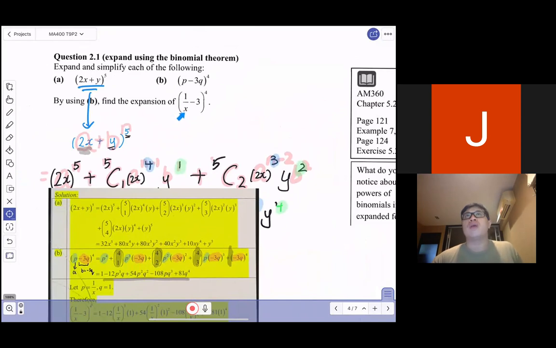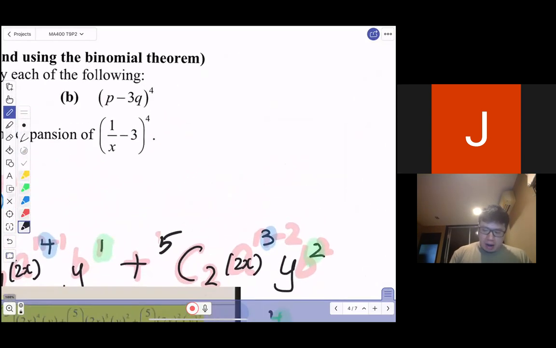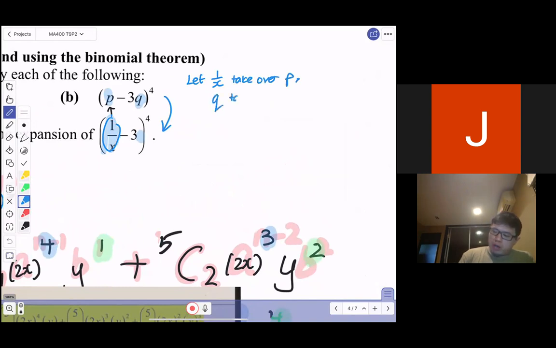This one looks very challenging, but it's not. Basically, it's just a sort of replacement. Say I have 1 over x minus 3, relate this to this by using B. You can sort of see that if I replace this 1 over x to be P, and let Q be 1, so 1 over x takes over P, and Q takes over the value 1. Take over is my own language.